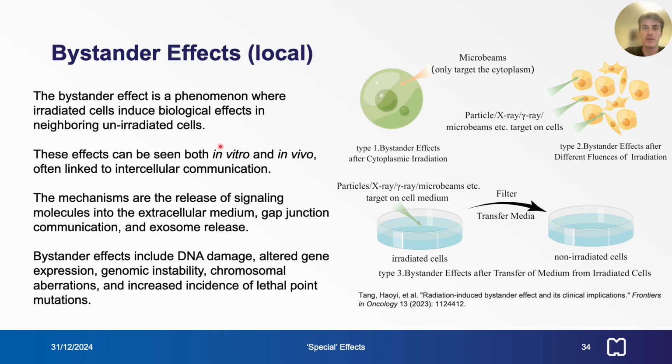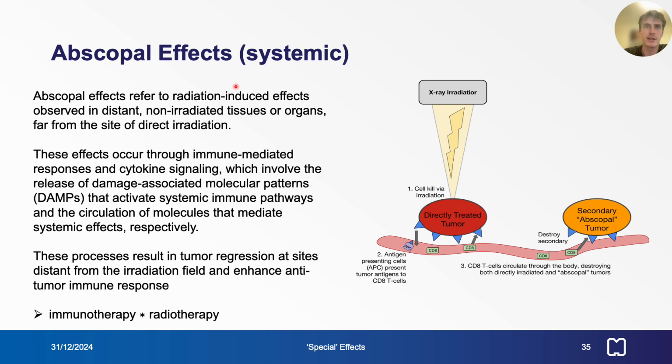Some of the in vitro effects include microbeams only targeting the cytoplasm, or microbeams and particle beams affecting some cells more or less than others. Another example is abscopal effects, which are systemic in nature. These refer to radiation-induced effects observed in distant, non-irradiated tissues or organs far from the site of direct irradiation.